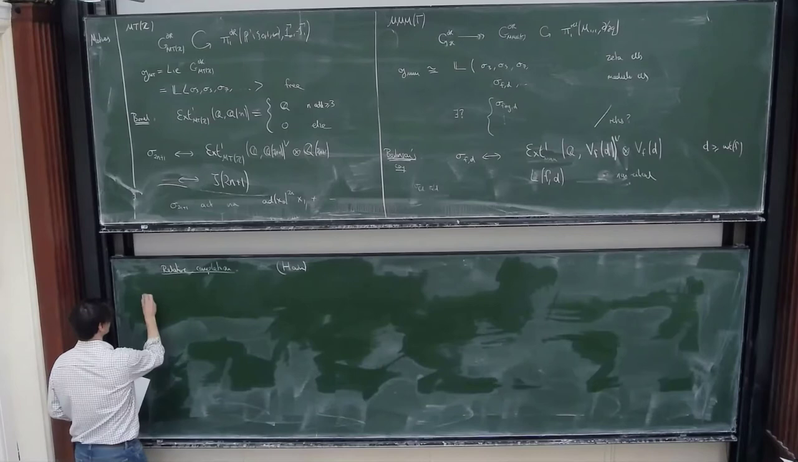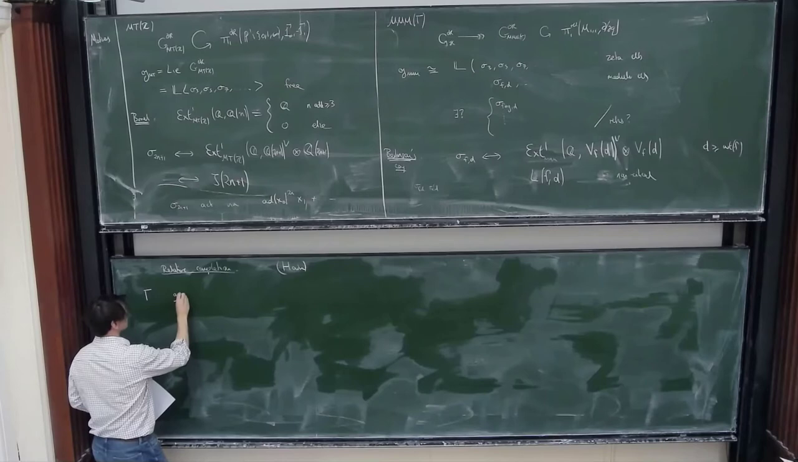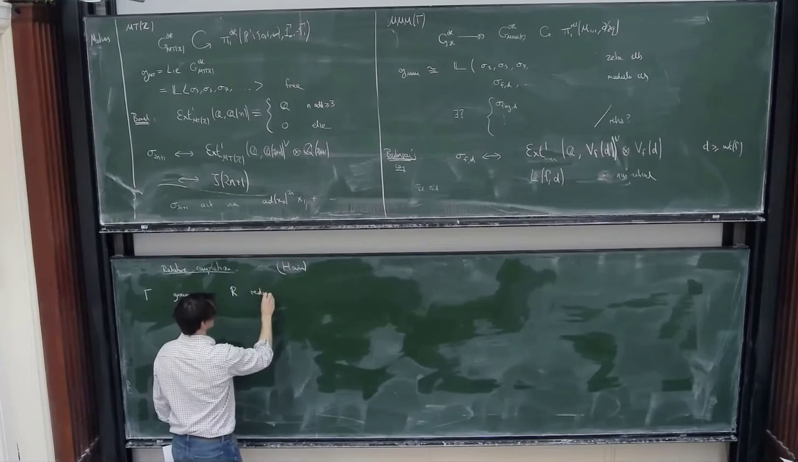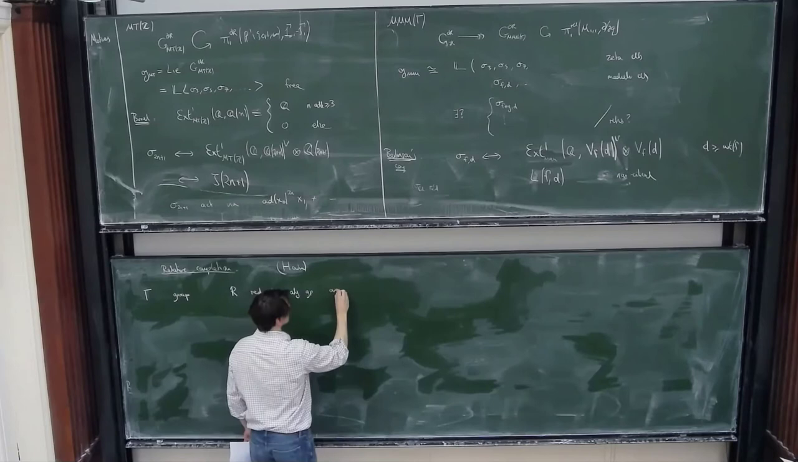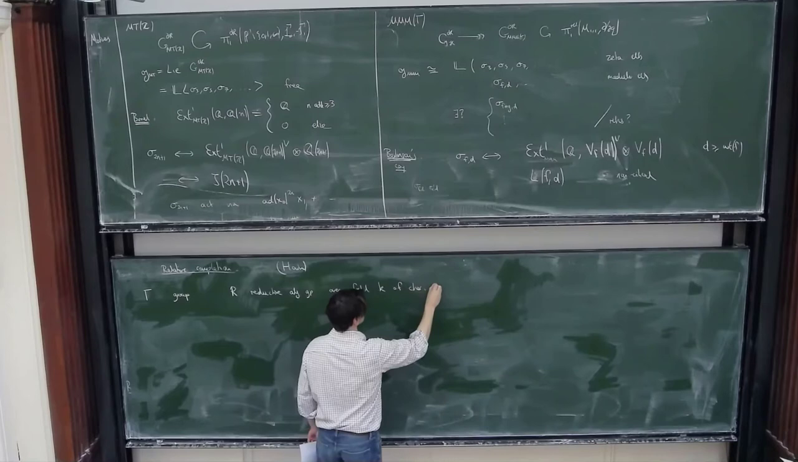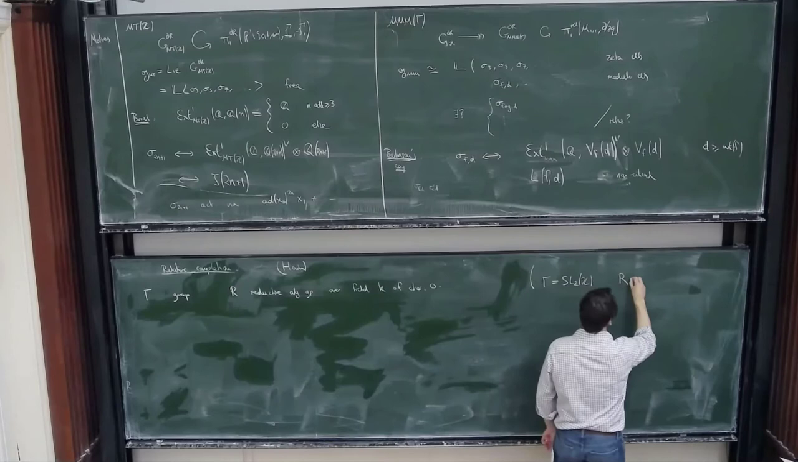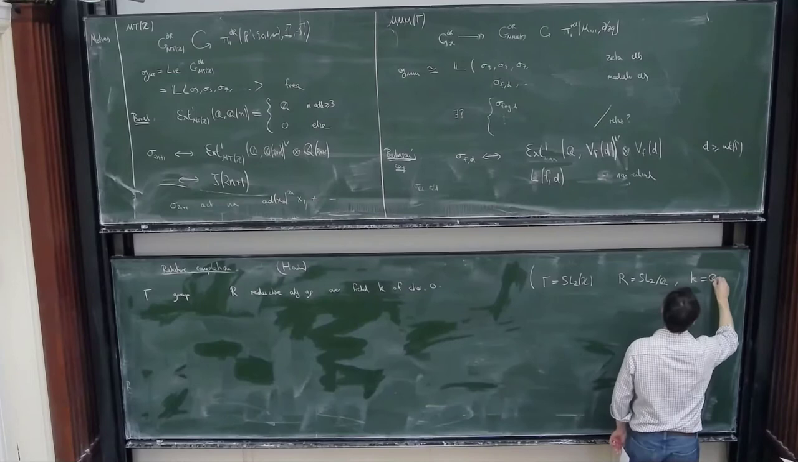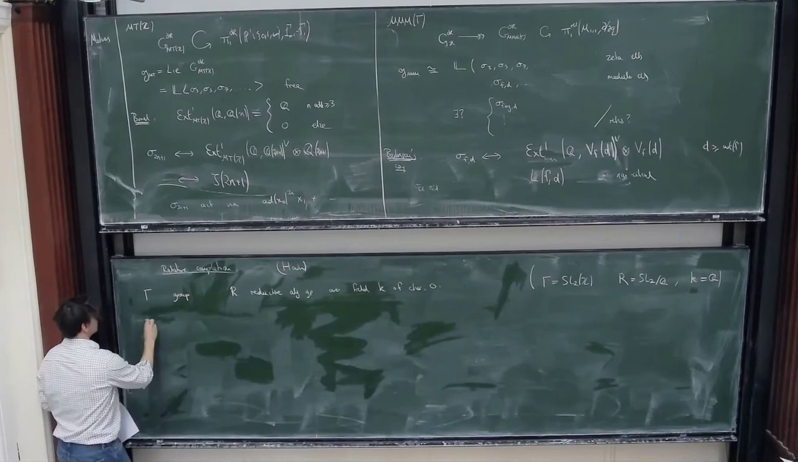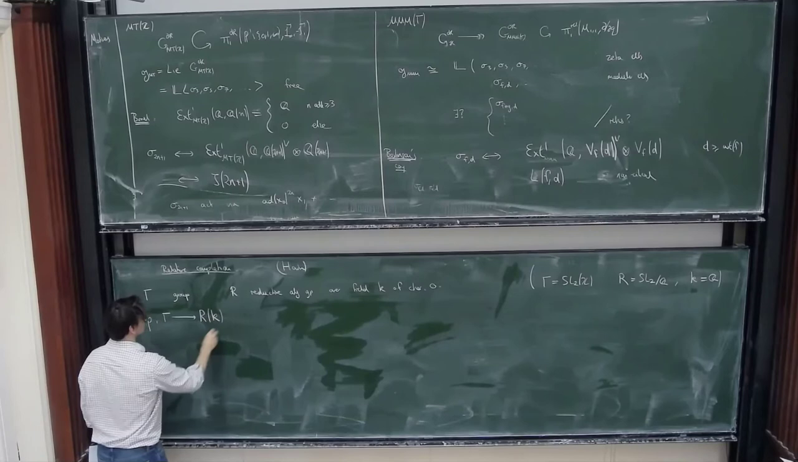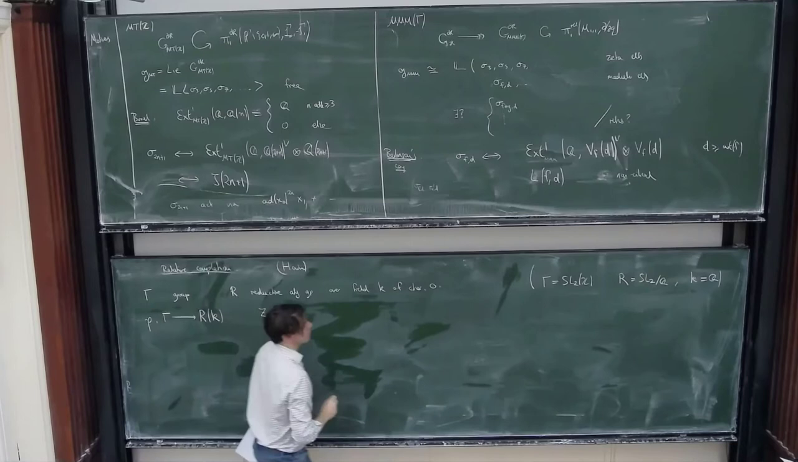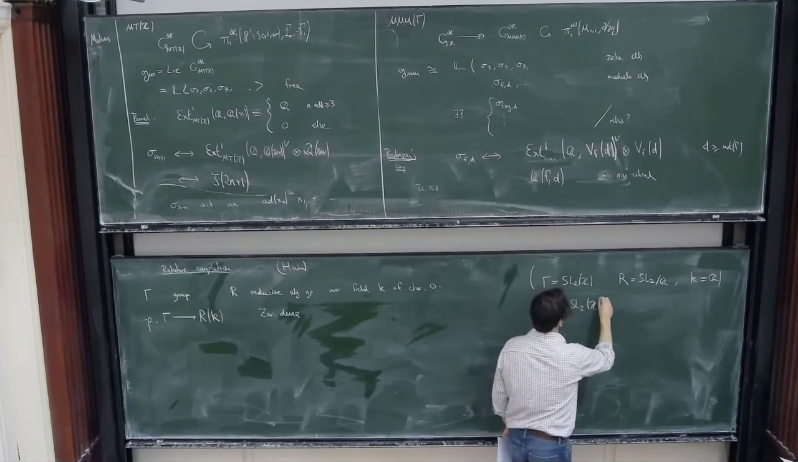So you start with gamma, a group, and R, a reductive algebraic group, over a field K of characteristic zero. And you can carry around the example gamma equals SL2Z, R is SL2 over Q, and K is the field Q. And you give yourself a representation rho from gamma into the K rational points of your algebraic group, which is Zariski dense. So for example, we have the map from SL2Z into SL2Q.